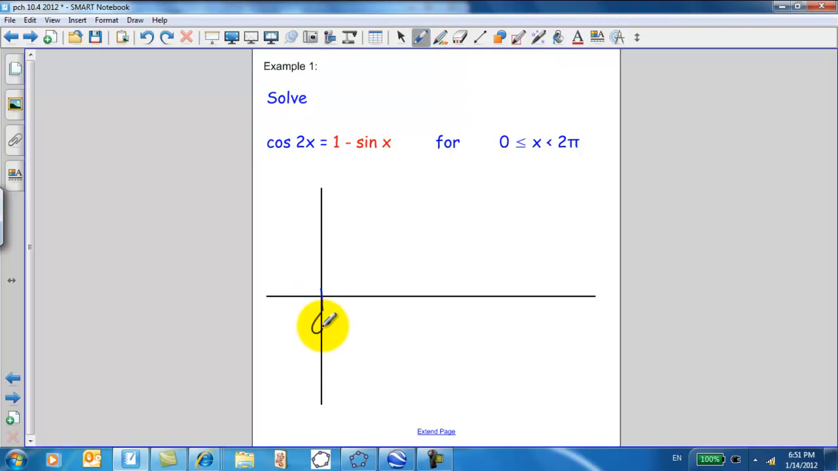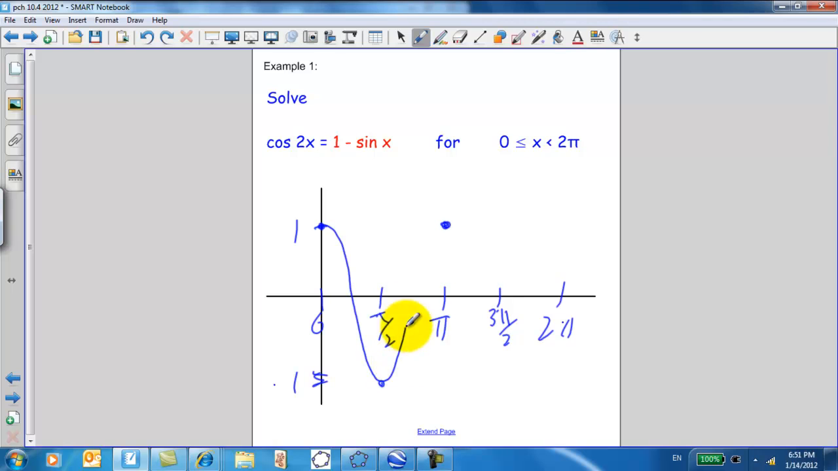From 0 to 2 pi, normally we get one cycle at 0, and all these key points. But since we have a 2 inside here, we double the frequency. So the cosine is going to have one complete cycle from 0 to pi. So it's going to be pretty intense like this. And then a whole other cycle in here. Okay? 2 complete cycles of the cosine wave.